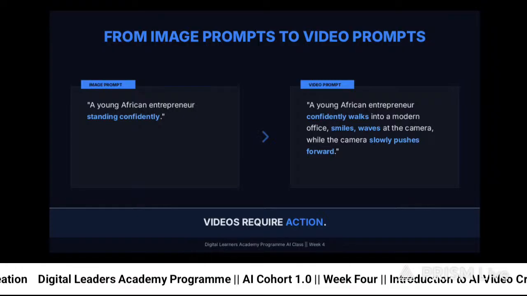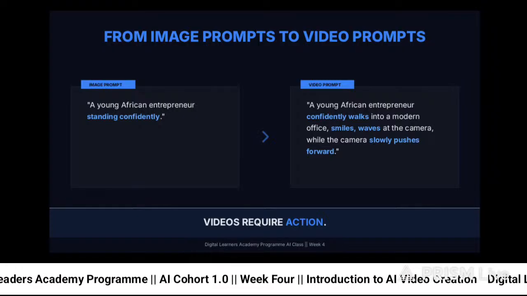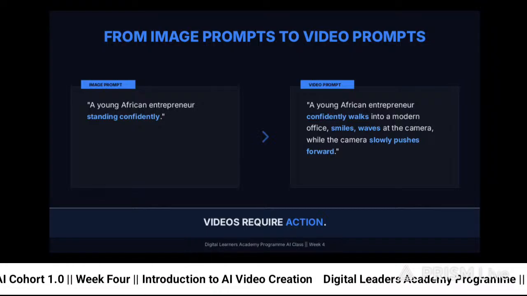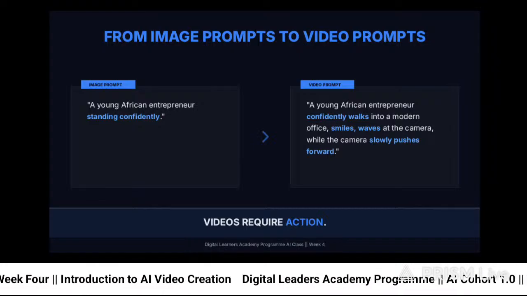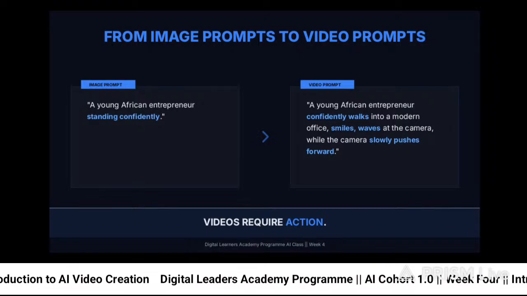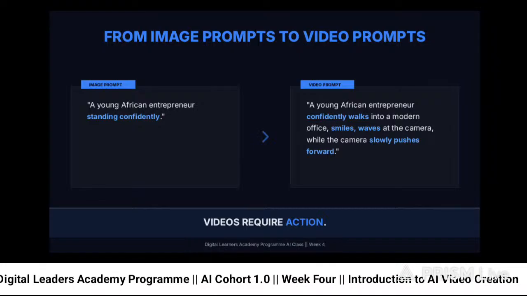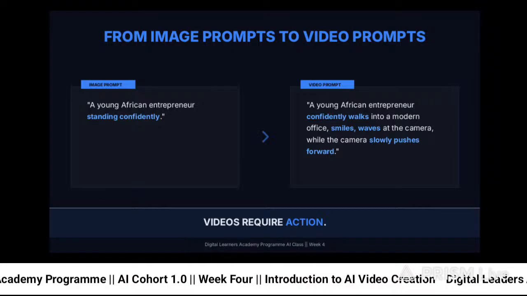Good. From image prompt to video prompt. Now, let's look at this. This is how we can develop an image prompt into a video prompt. Now, let's look at these two examples.